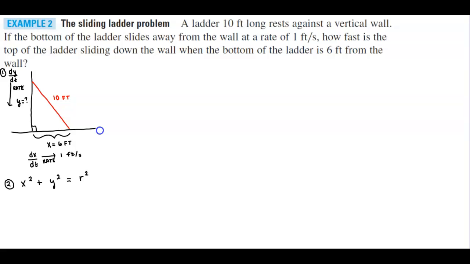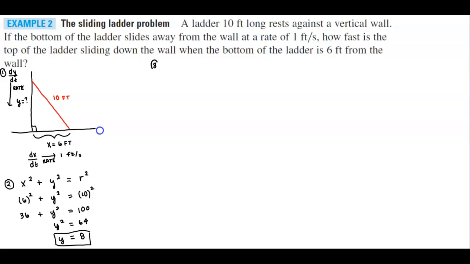Then we're going to plug the values in. We know that x is 6, so we square that, plus y squared, and we know the value of r, the hypotenuse, is 10, and we square that. So we get 36 plus y squared equals 100. Subtract 36 from both sides, and y squared equals 64. Taking the square root of both sides, y is going to equal 8, and it's positive 8 because we're dealing with the height of the wall.